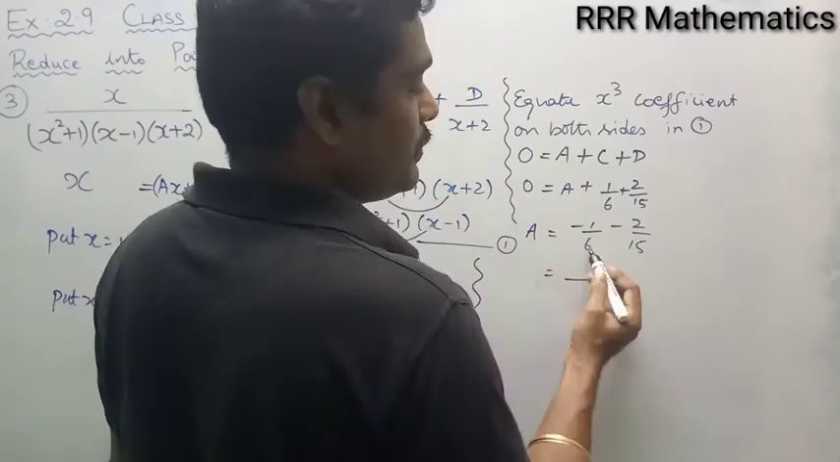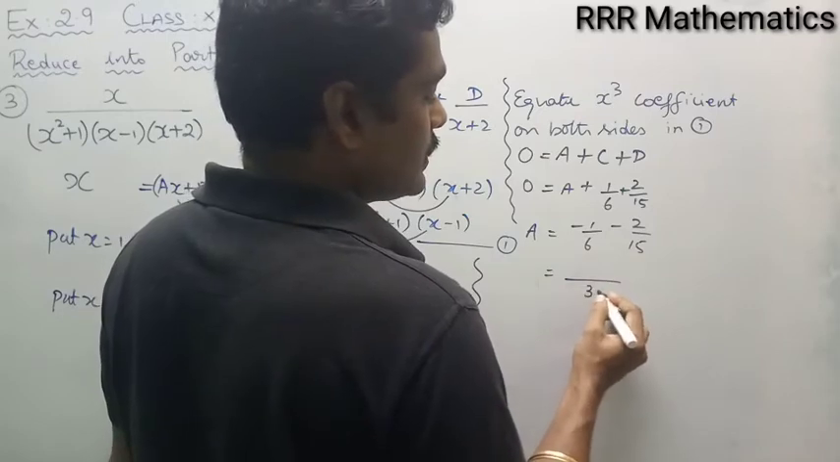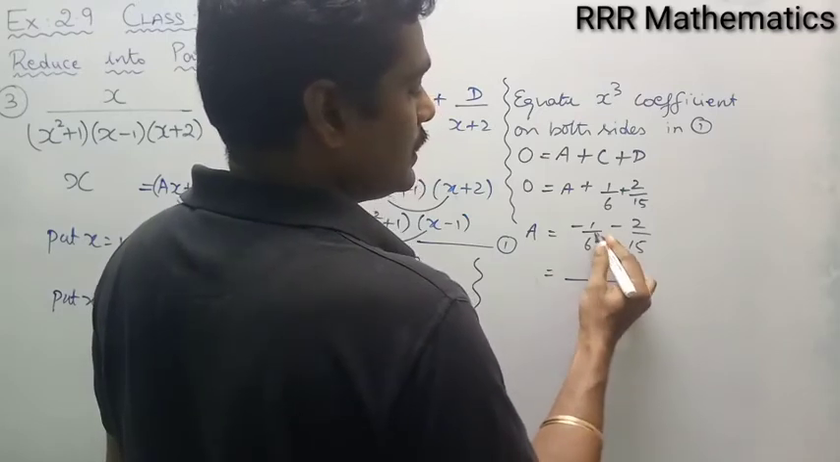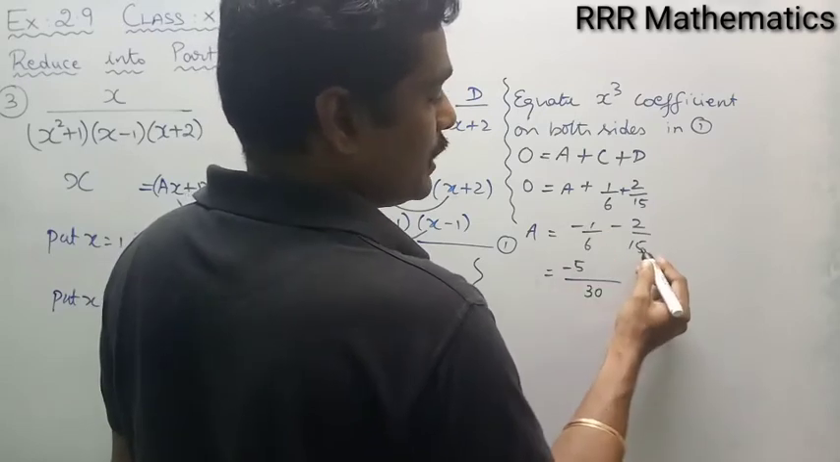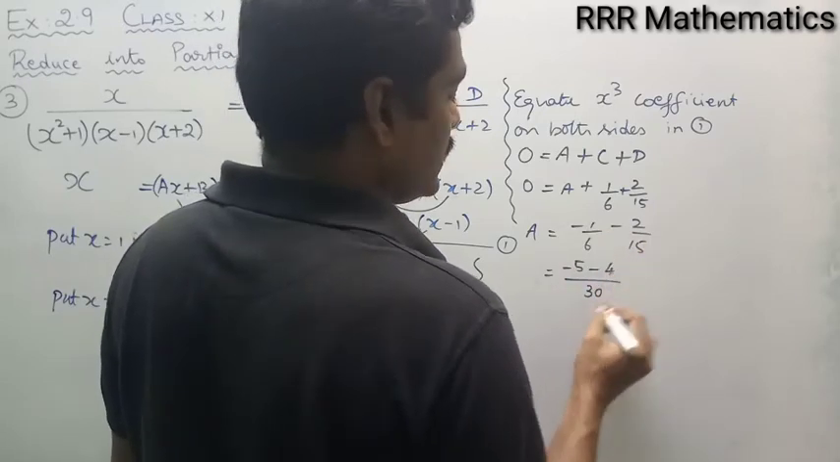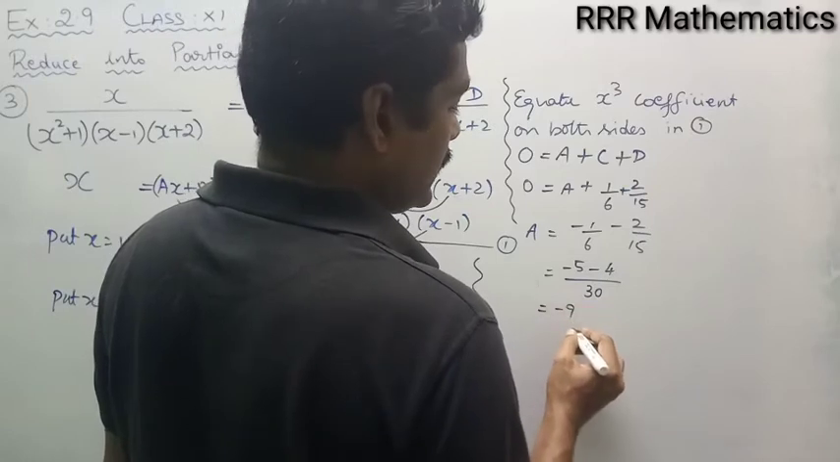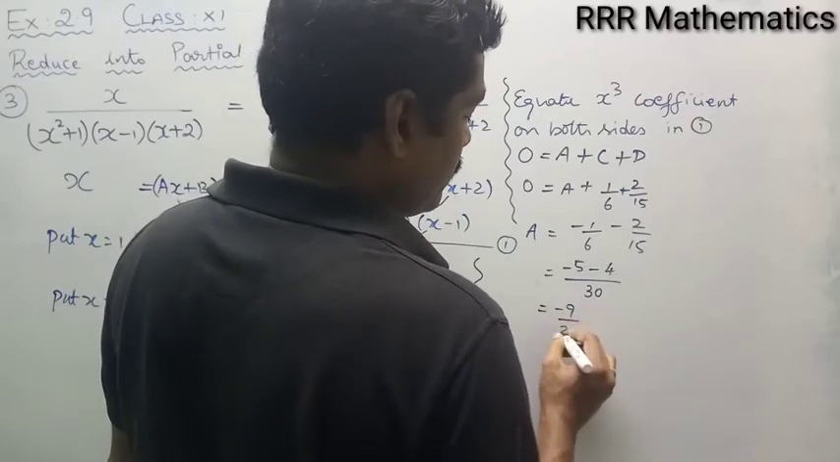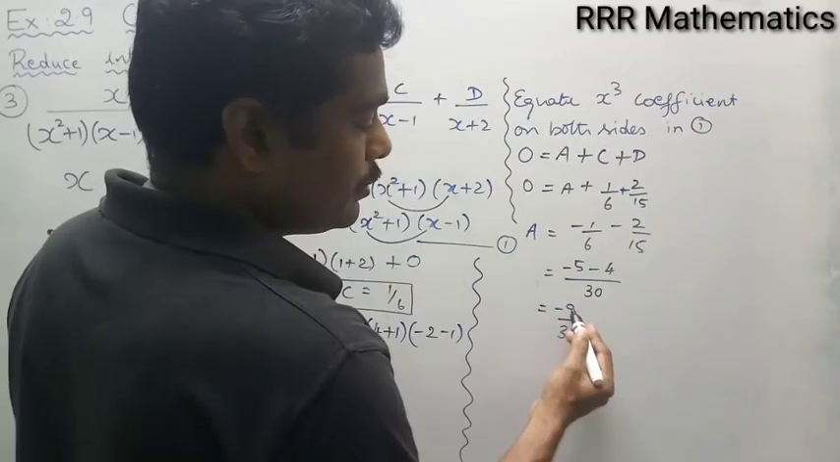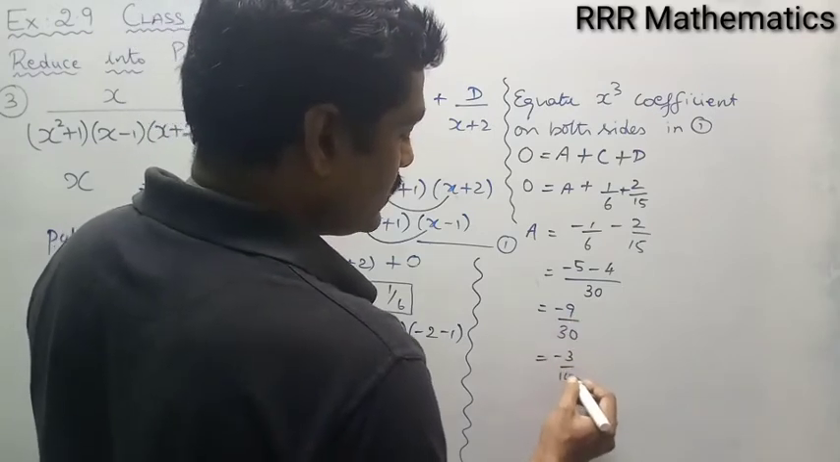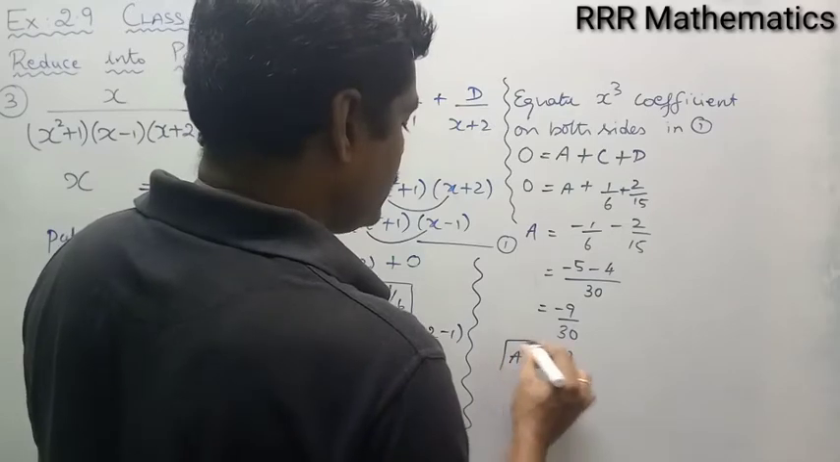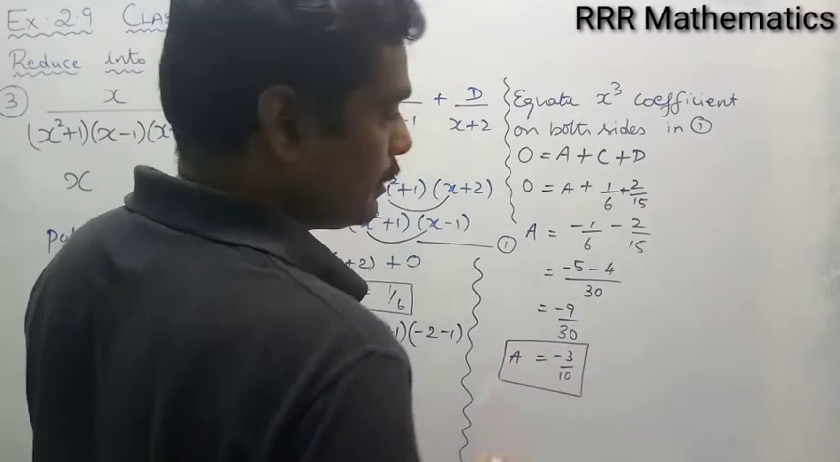Take LCM between 6 and 15. It gives 30. 6 5s are 30, so multiply 5 with minus 1, and 15 2s are 30, multiply 2, minus 4. It gives minus 9 divided by 30. Divide by 3, numerator and denominator. Here 3 3 times, here 3 10 times. Therefore the value of A will be minus 3 by 10.